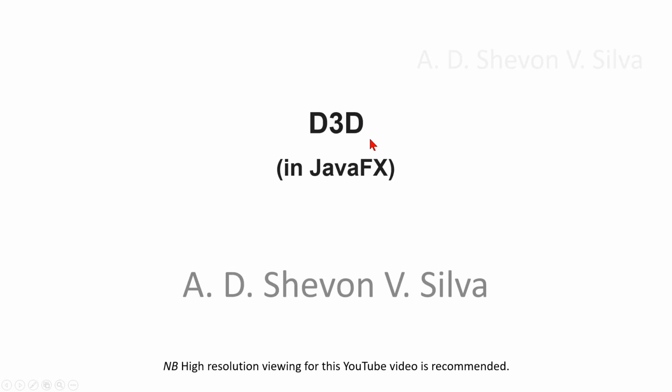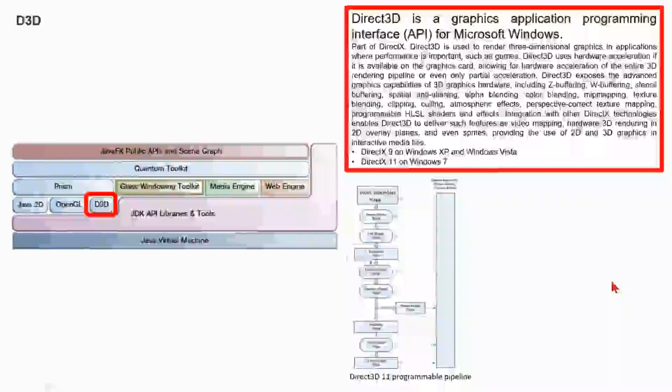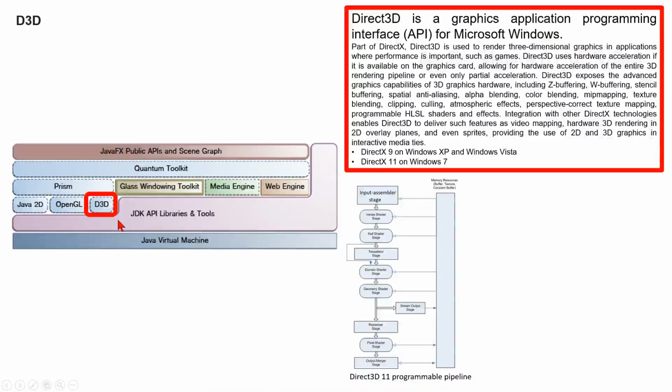D3D in JavaFX. D3D, Direct 3D, is a graphics application programming interface, API, for Microsoft Windows. Part of DirectX, Direct 3D is used to render three-dimensional graphics in applications where performance is important, such as games.